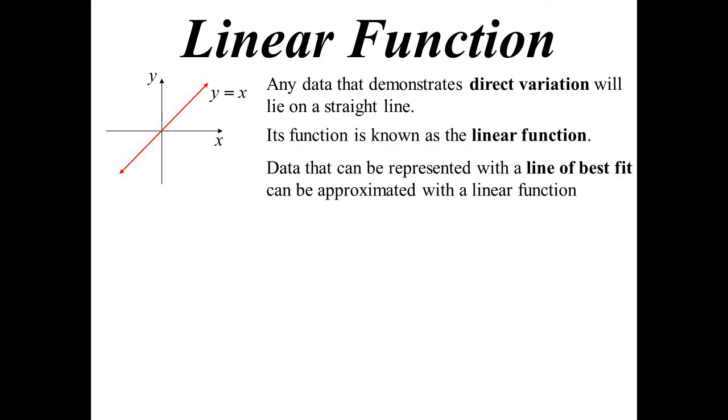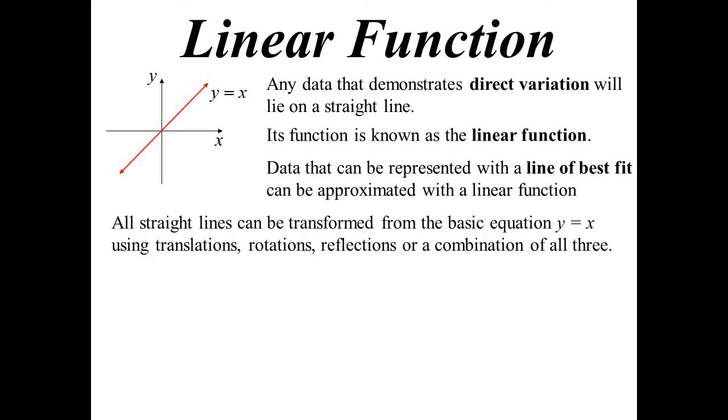Now, as you probably realise, when you are doing experiments with data, it might not lie exactly on a straight line because you do get errors in readings. So sometimes a line of best fit will suffice to approximate a linear function. But all straight lines can be transformed from this basic straight line of y equals x. We can shift it up, shift it down, shift it across, rotate it, reflect it, or do a combination of all three.